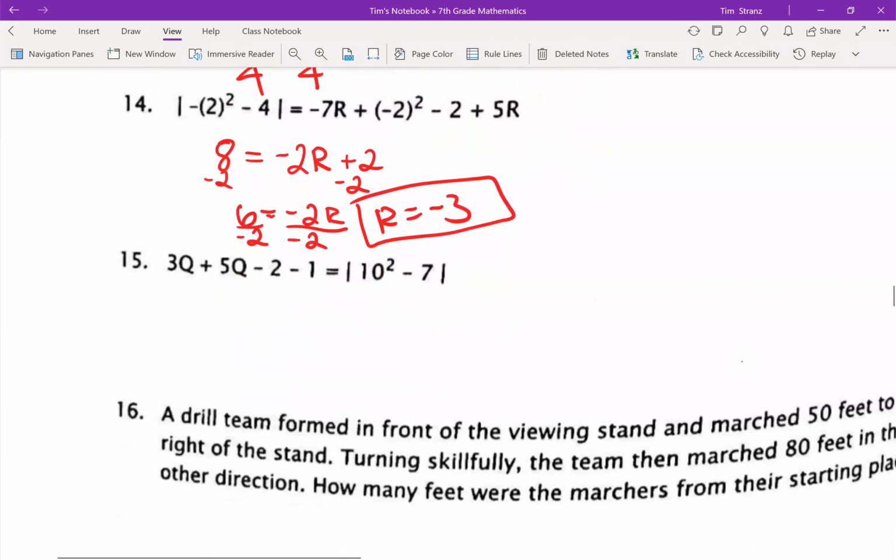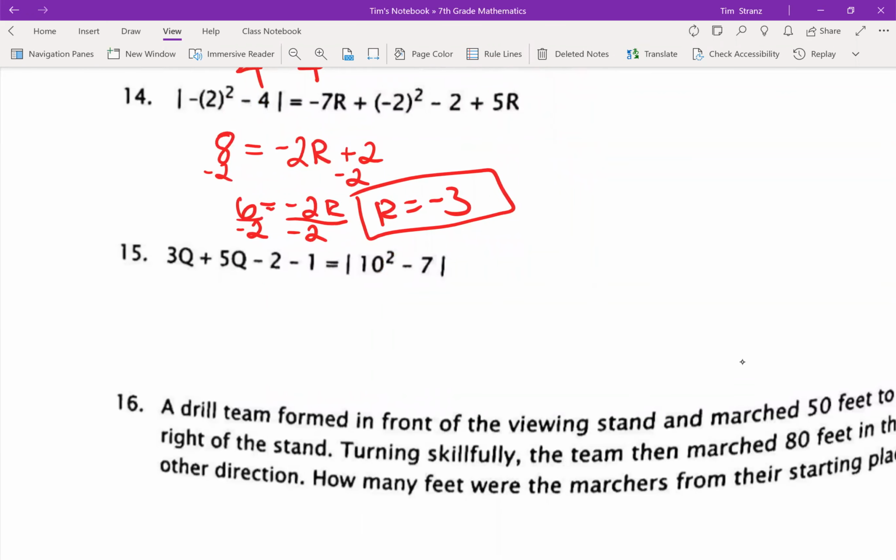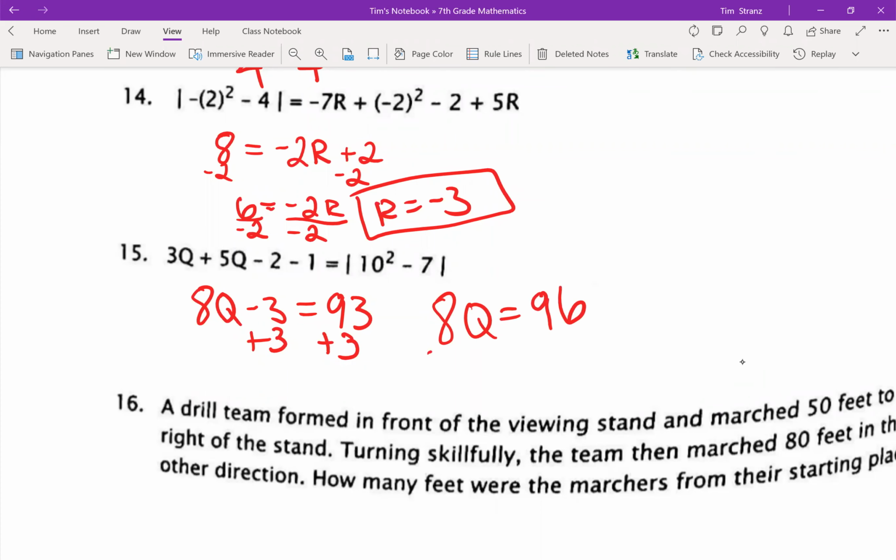And then number 15. 3q plus 5q is 8q. -2 minus 1 is a -3. On the right side, we got 10 squared minus 7. So 100 minus 7 is 93. I'm going to add 3 to this side, add 3 to this side. 8q equals 96. Divided by 8, divided by 8. And q is going to equal 12.